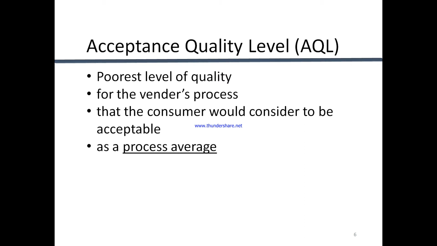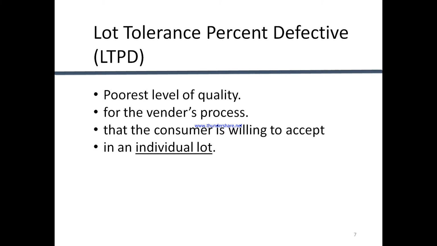As we have discussed in our previous sessions, we know the acceptance quality level, or the AQL level, is the poorest level that a consumer would like to accept a lot. And then again we discussed what is lot tolerance percent defective. LTPD is the poorest level of quality that the consumer is willing to accept when you consider an individual lot.